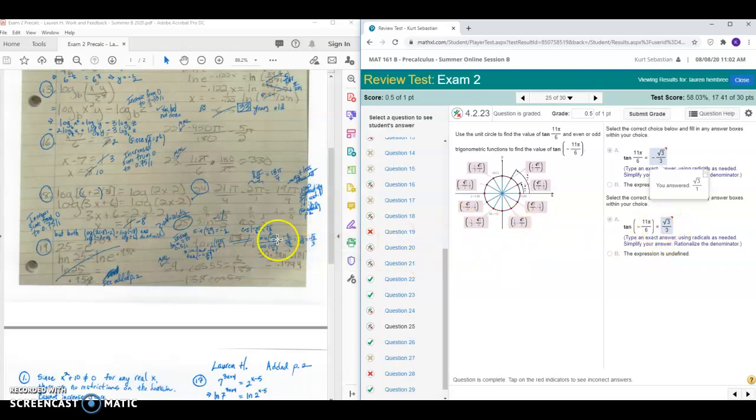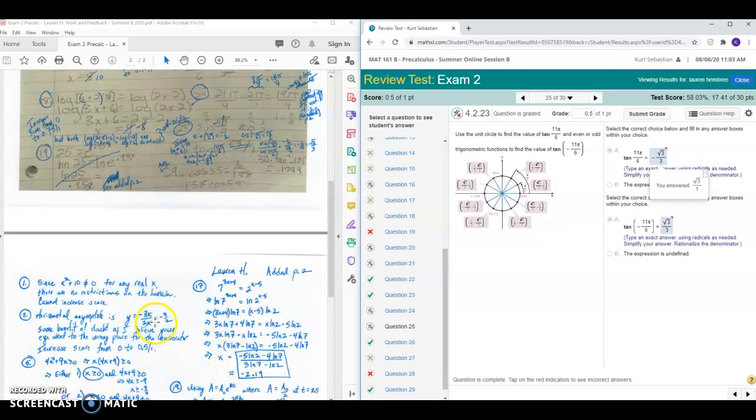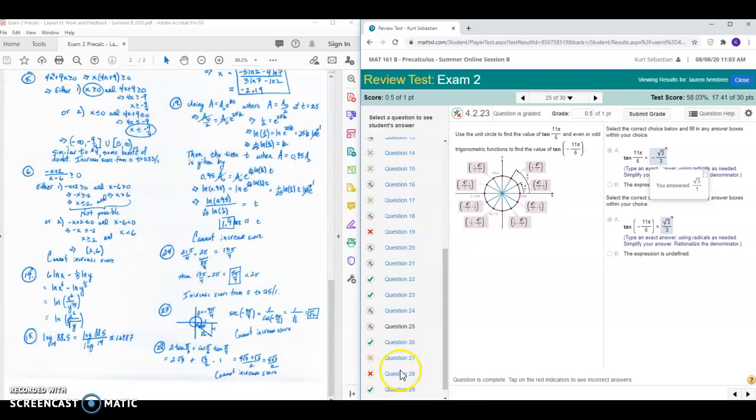And then if you want minus 11 pi over 6, that means you go the opposite direction around. Negative pi would be there, negative 2 pi would be back to here. So come back up, and this is minus 11 pi over 6. So it's just going to be the positive part of that. Work through that and make sure you understand that. That's important. 26 you had completely correct already.